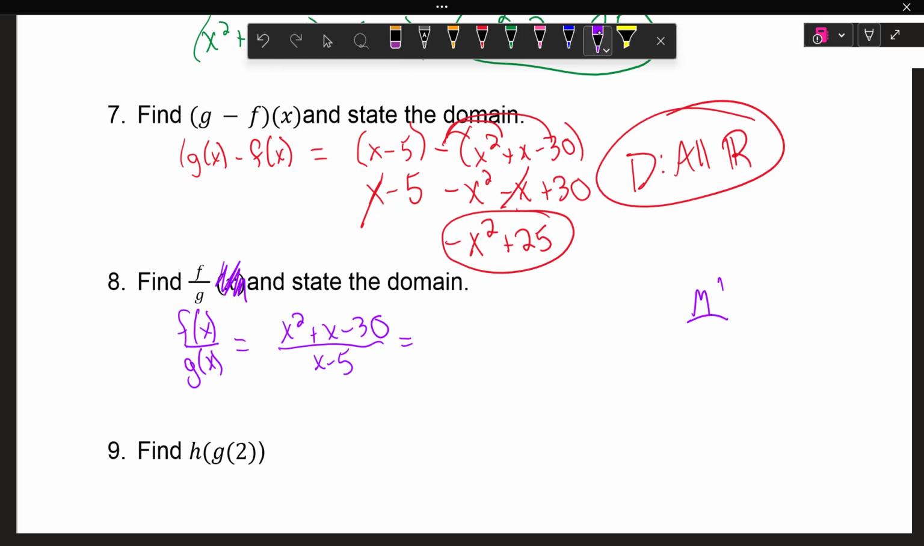So we got to do an MA table for the numerator. On two things that multiply to negative 30 and add up to 1. That would be 6 and negative 5. And we can skip there because our coefficient of x squared is 1.